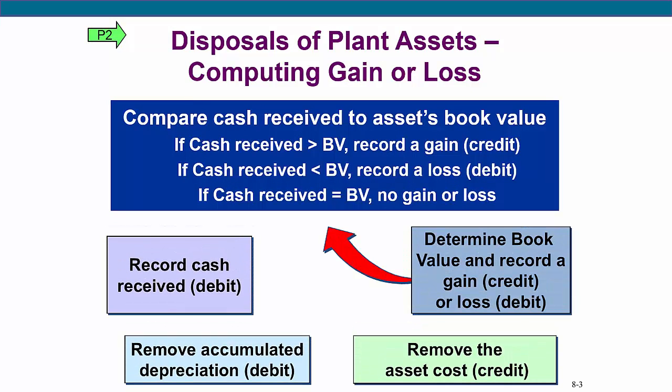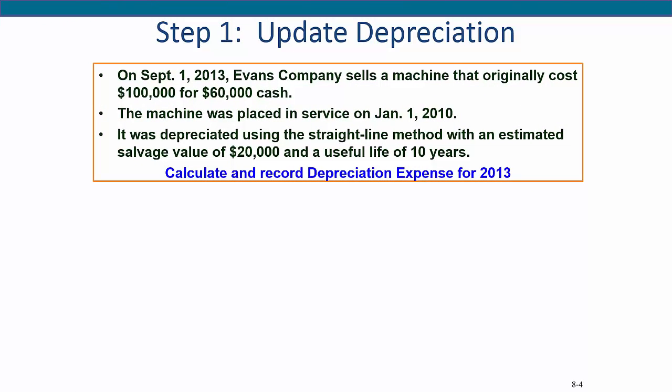Compare the amount of cash received to the asset's book value, cost less accumulated depreciation. If the amount of cash received is greater than the book value, a gain will be recorded. If the cash received is less than the book value of an asset, a loss will be recorded. When the amount of cash is exactly equal to the book value of the asset, no gain or loss will be recorded at all. Now let's look at a specific example of a disposal of a plant asset.